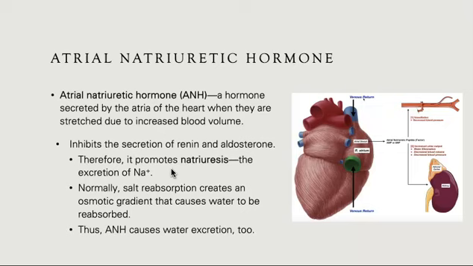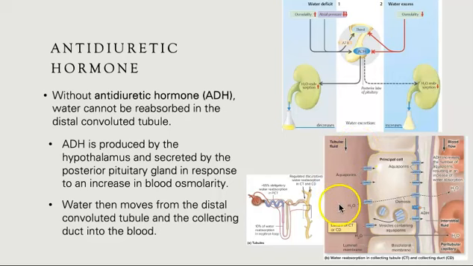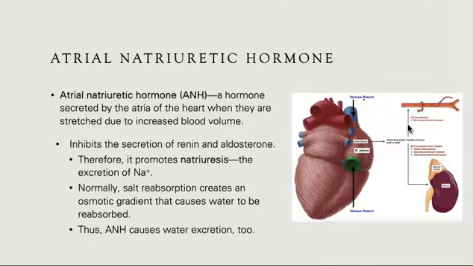Remember that water wants to travel wherever sodium is. So I'm just going to use this image as a visual. If we're moving sodium from the blood and putting it into our tubule, then our water is also going to leave the blood and enter the tubule here, so it could be excreted in the urine. And so when we have lower blood volume, that leads to lower blood pressure, which is what we want. And this is why ANH is an antagonist of our angiotensin pathway.